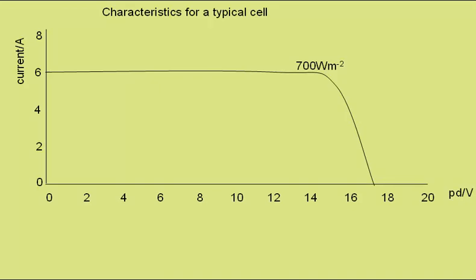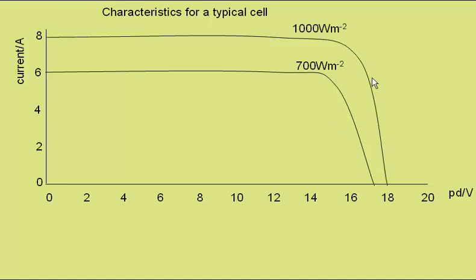This graph shows the characteristics for a typical cell, and this line shows the characteristics at a light intensity of 700 watts per square meter. A higher light intensity would give more current and a higher voltage. This is a line for 1000 watts per square meter.